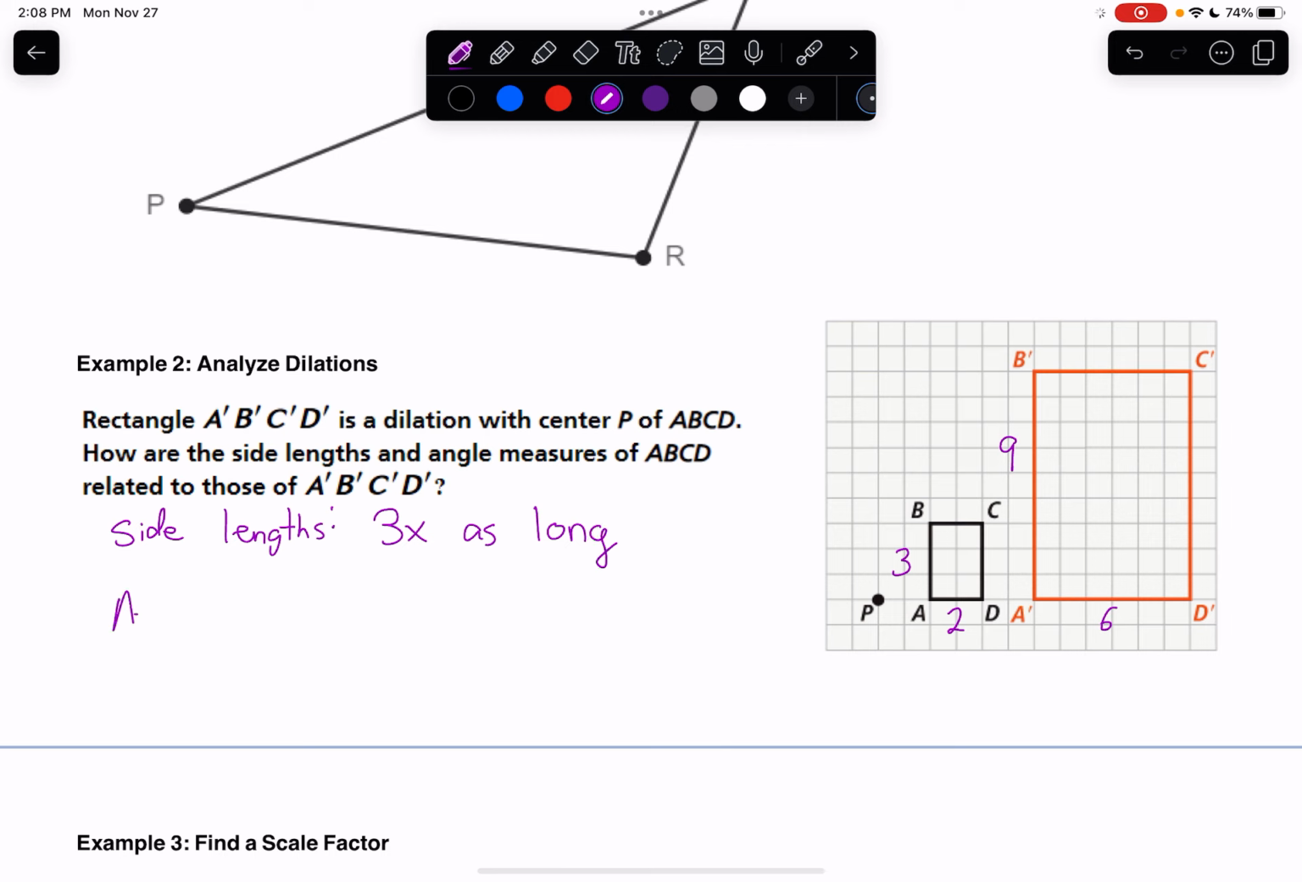However, when we look at the angles, we notice that both of these are rectangles. And we can't change the measure of the angles in a rectangle without it not being a rectangle anymore. So they must have the same angles. And that's actually something that we'll come back to over and over and over this chapter, is the angles are going to stay the same even when the side lengths get longer or shorter.